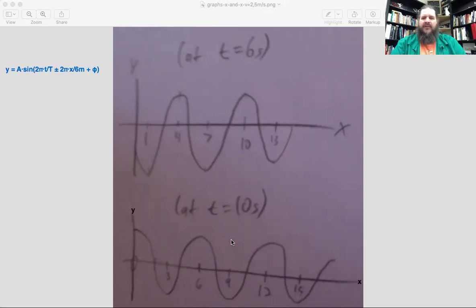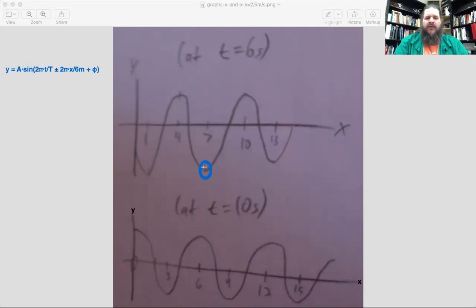But what we can do instead is take a look at one type of point on one of the graphs and figure out where it has moved to by the other instant in time. For example, I usually choose a point near the center of one of the graphs, let's say we're looking at maybe this crest or this trough. There's a trough at 7 meters, X equals 7 meters at time 6 seconds.